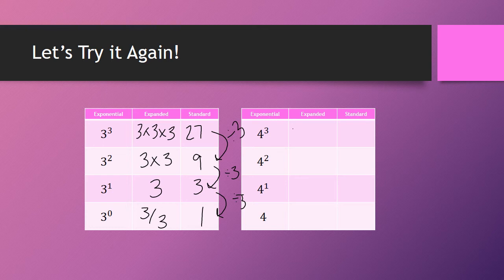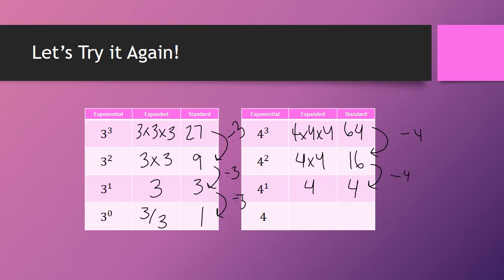So same thing again. This time I have 4 times 4 times 4. 4 times 4 is 16. 16 times 4 is 64. 4 squared is 4 times 4. 4 to the first is just going to be 4. If we look at our pattern, 64, 16, and 4, we can get down our table by dividing by 4.